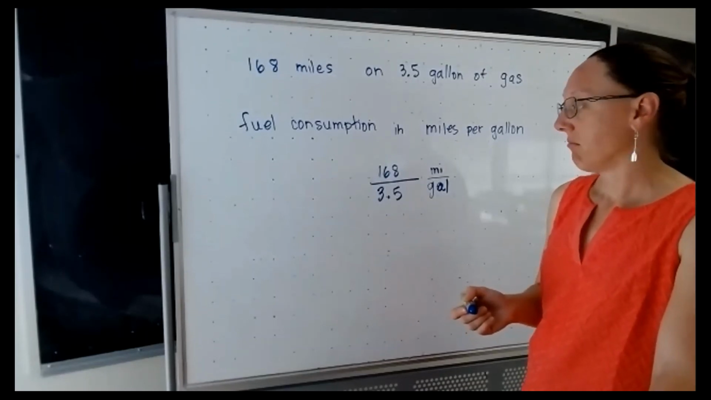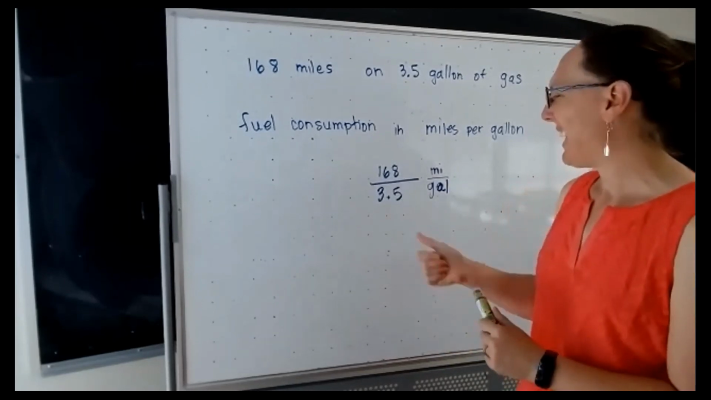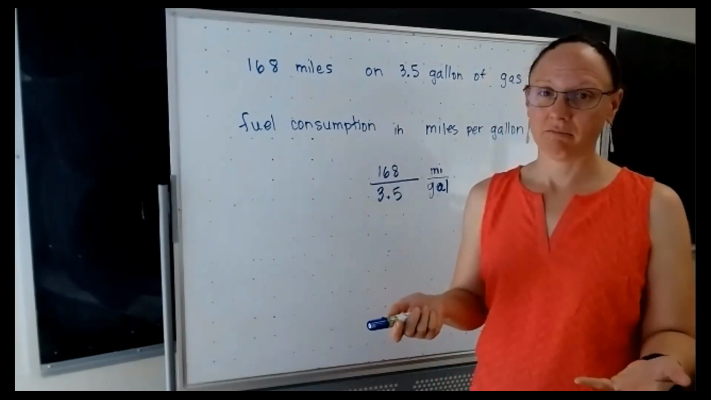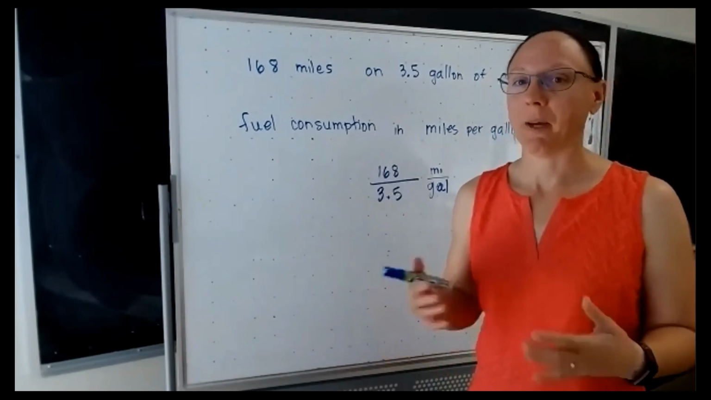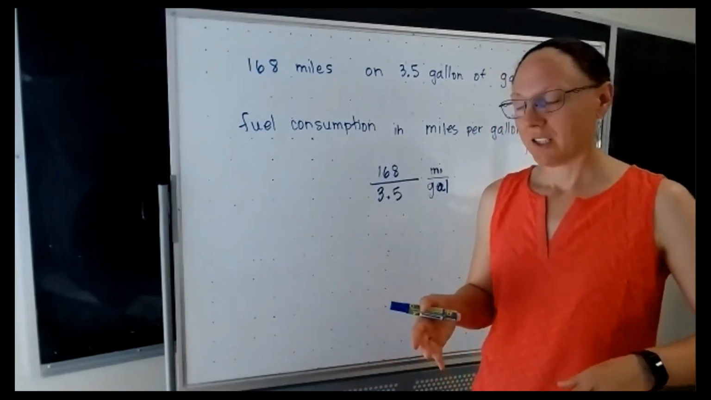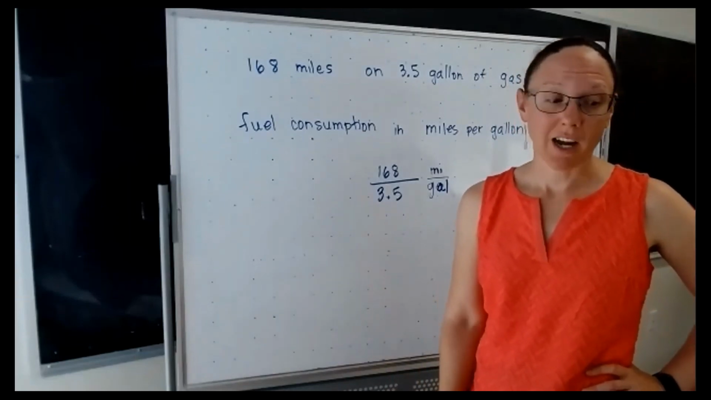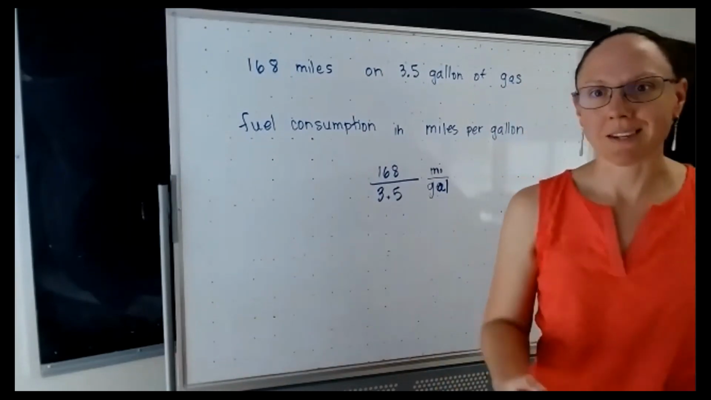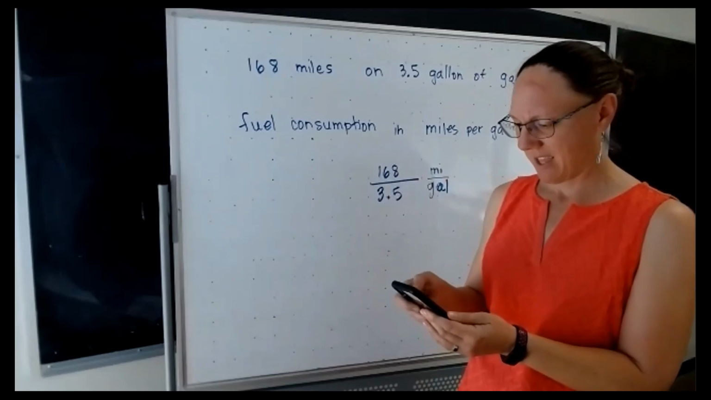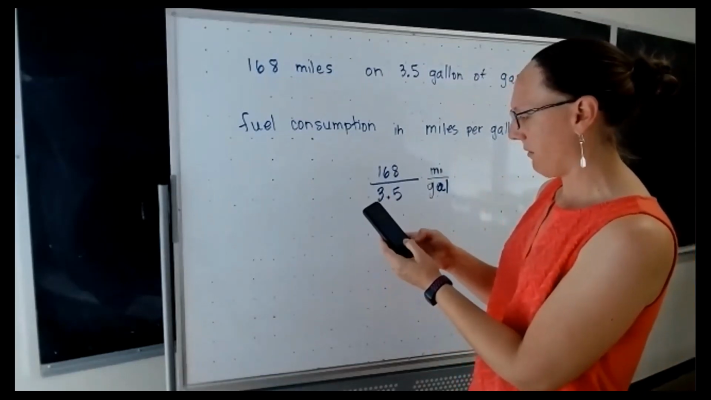Honestly, you could quit there, but I would, at this point, pick up a calculator. Let's be real. I mean, I want to know how many miles I get per gallon. I don't know what 168 divided by 3.5 is. I'm going to pick up a calculator and go, 168 divided by 3.5.